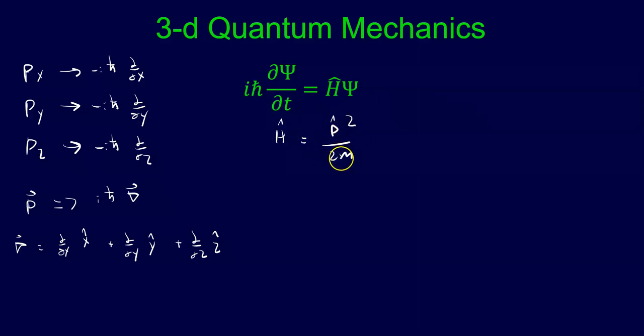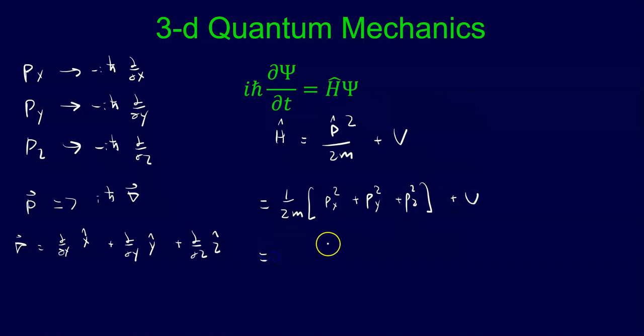same sort of way. So it's p squared over 2m plus our potential, although now our momentum is this vector here. And so if I write this out, we'll get 1 over 2m, and if we square this up, we get the momentum in the x direction squared plus momentum in the y direction squared plus momentum in the z direction squared, plus the potential.